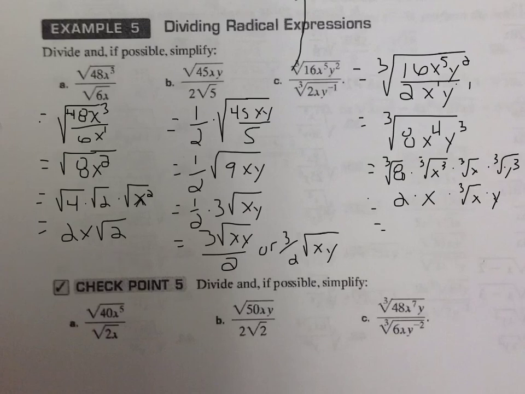If I put everything that doesn't have a cube root on it in front, I got 2xy and the cube root of x left underneath the radical. That's all for C. Pause here, try your checkpoints. When you come back, I'll give you the answers.